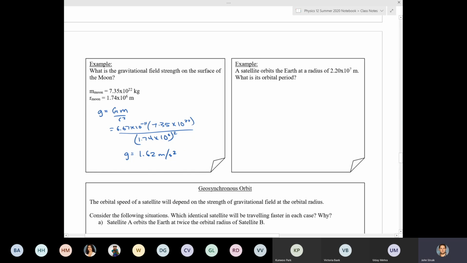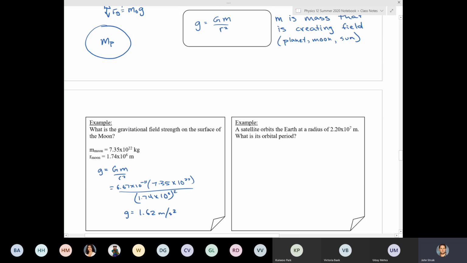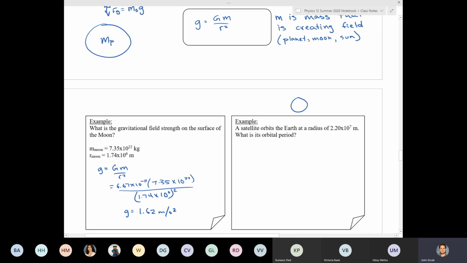A satellite orbits the Earth at a radius of 2.20 times 10 to the 7 meters. What is its orbital period? Now in order to answer this, we have to come up with some sort of relationship of where the object is. Keep in mind that there's the Earth, there's the satellite. The satellite's going to be going around like that because of the Fg.